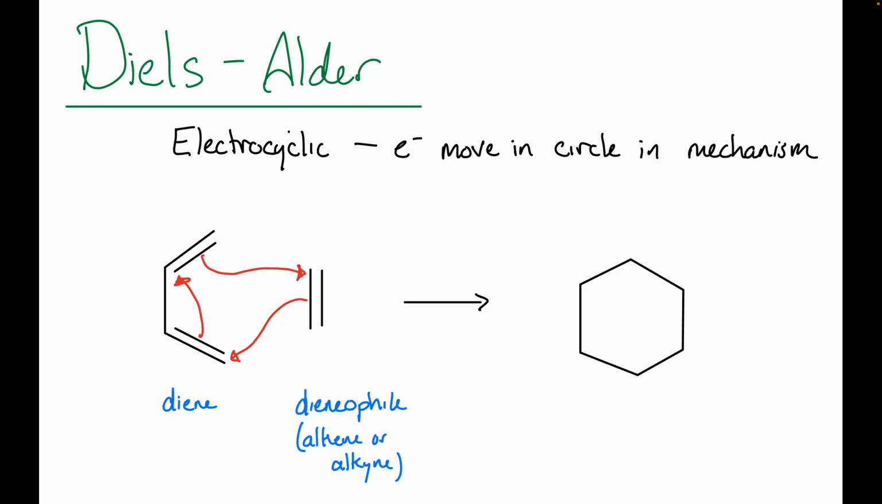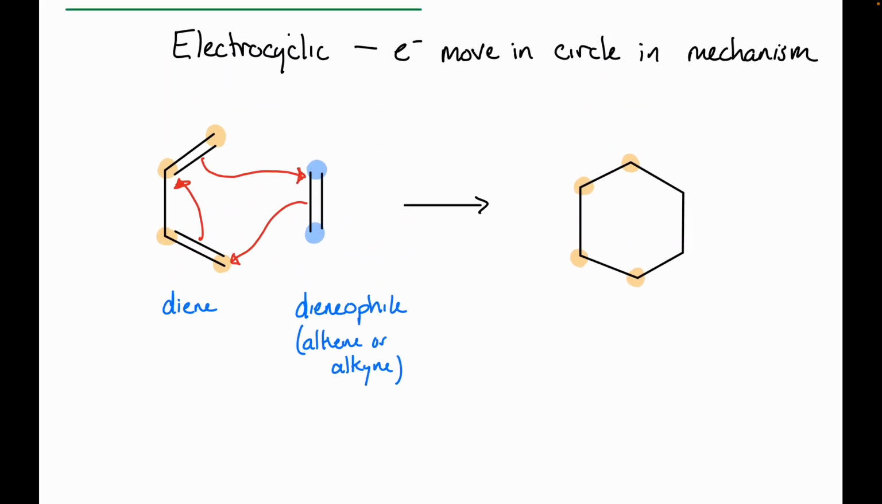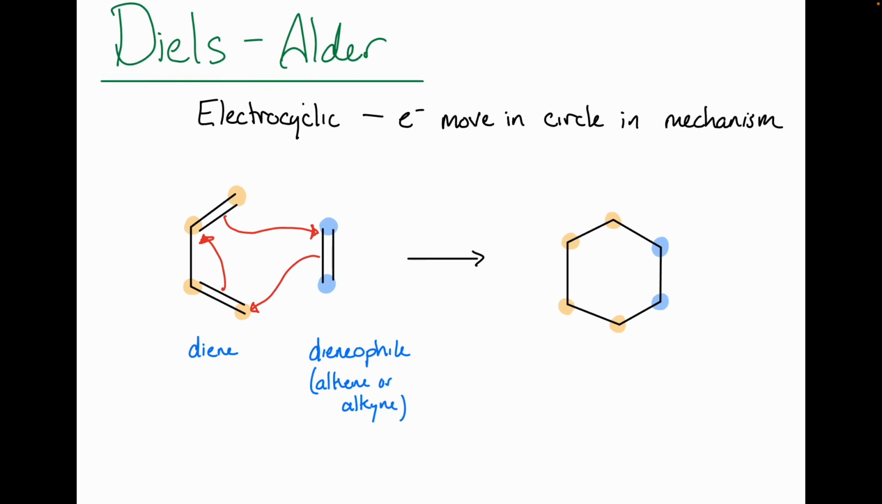All right, so first of all, let's just trace our carbons here. We have this new 6-membered ring. That's because we had these 4 carbons from our conjugated diene and these 2 carbons from our dienophile. Right? So that's how we got a total of 6 carbons in our new molecule, in our product.